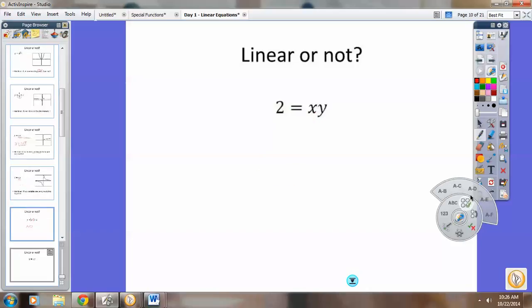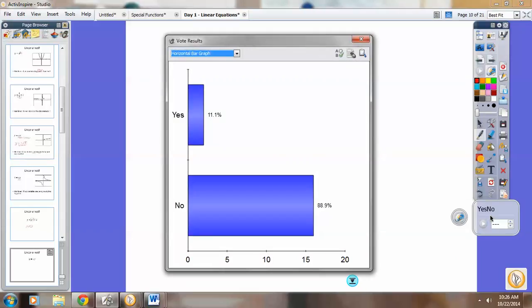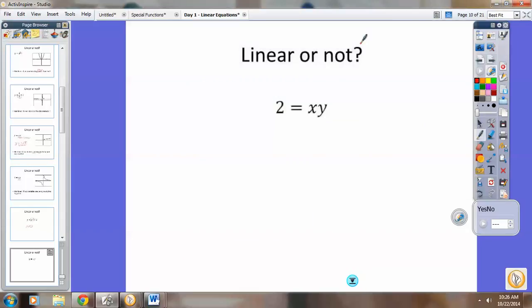How about this one? Is this linear or not? Send it on your clickers. It is not linear. If you said yes, review. Look at your paper. Look what you wrote down. We're multiplying two variables together. Is that what we wrote down? We're multiplying two variables together. It's not linear. So we would say no.